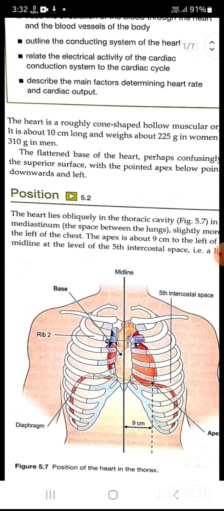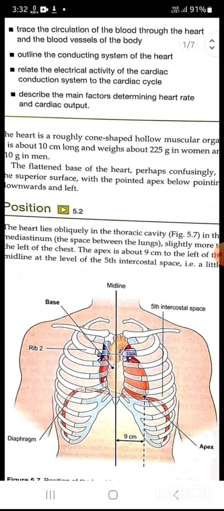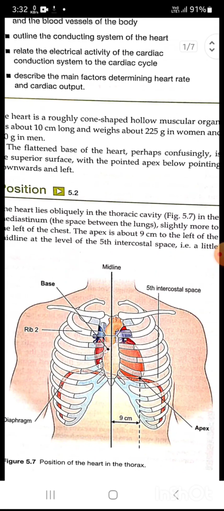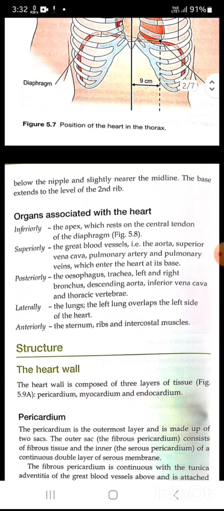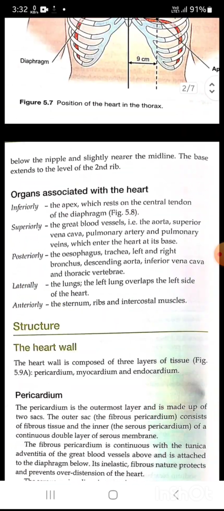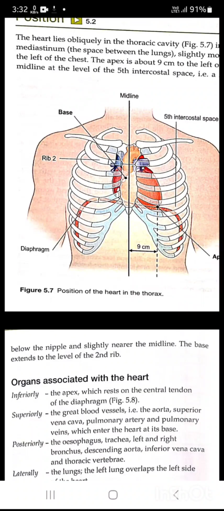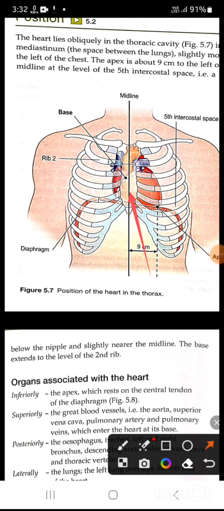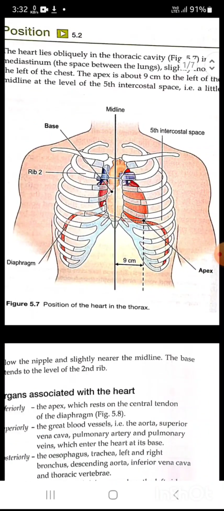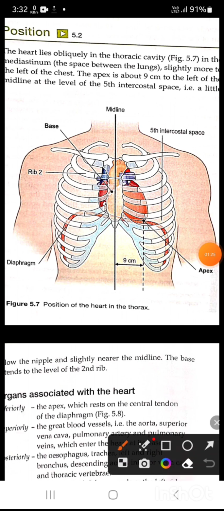Previously we read that the heart is situated in the mediastinum, the space between the lungs. Laterally, the left lung overlaps the left side of the heart. Anteriorly are the sternum, you can see the sternum here in the picture, and the ribs and intercostal muscles.